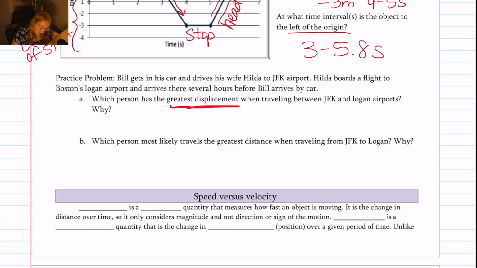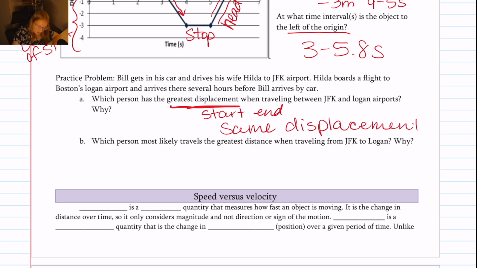Okay, so greatest displacement, remember displacement is start and end. So if they start at the same airport and end at the other airport, they both have the same displacement. Okay, but let's think about distance. With distance, you kind of have to think about the logistics of a plane versus car, right? The plane can fly in a straight path. They have open airspace, but the car has to go through curves and valleys and hills. So if we're thinking about the greatest distance, Bill is probably going to go the greatest because he's going by car, whereas the plane can fly in a straight path.